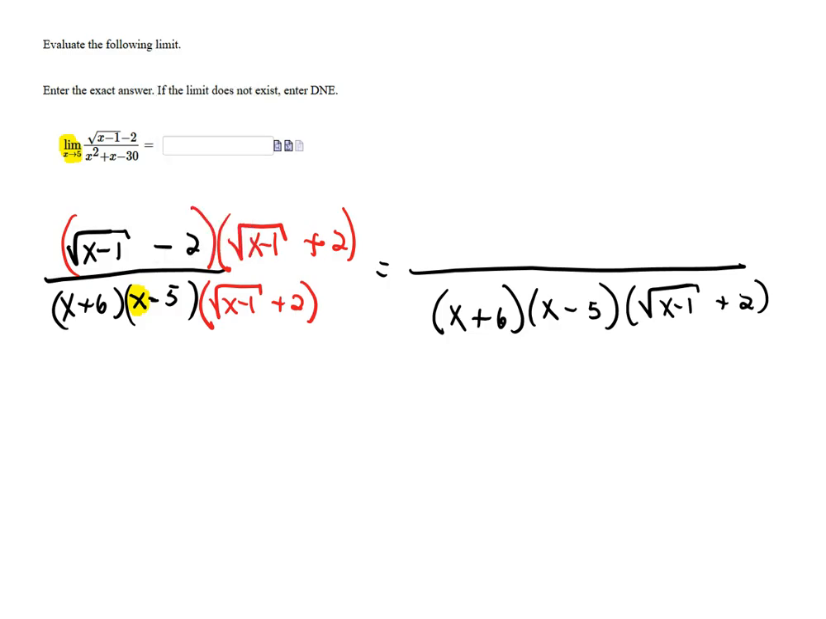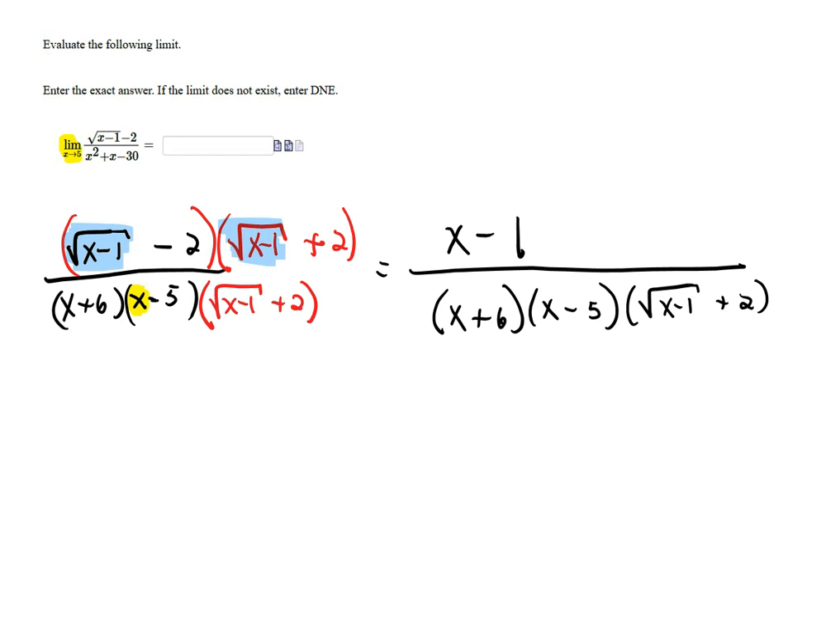So remember, you're going to take first times first. And if you take the square root of x minus 1 times another square root of x minus 1, that's the square root of x minus 1 squared. And the squared and the square root cancel each other out, so you're just left with x minus 1.